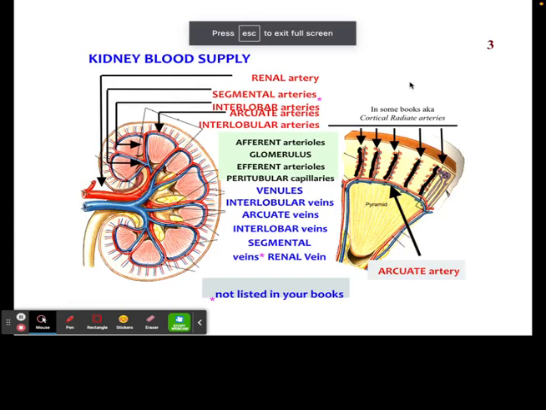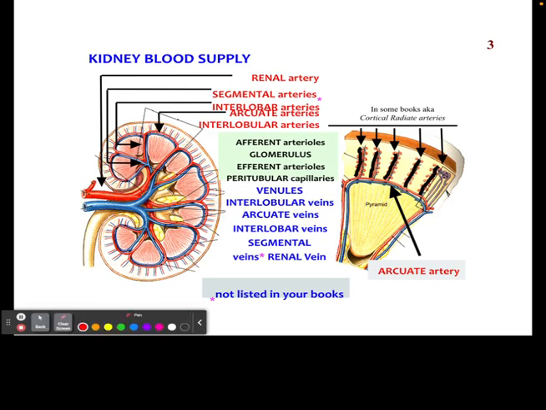So in this video, we're going to briefly talk about the kidney's blood supply as well as the functional unit of the kidney where most of the filtration occurs. Before we get to that part, here we go with the blood supply. As we discussed in a previous video, we can see the renal veins and renal arteries located over here.